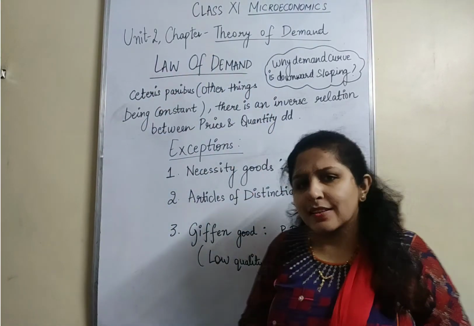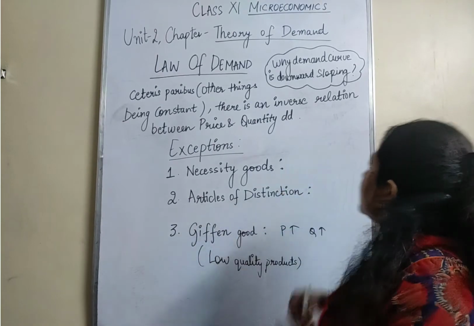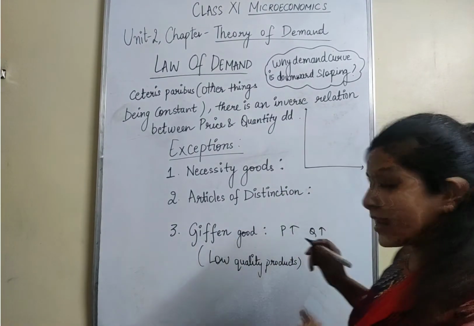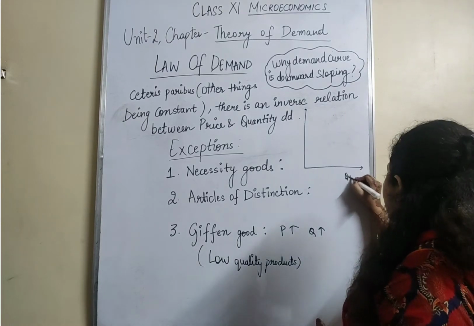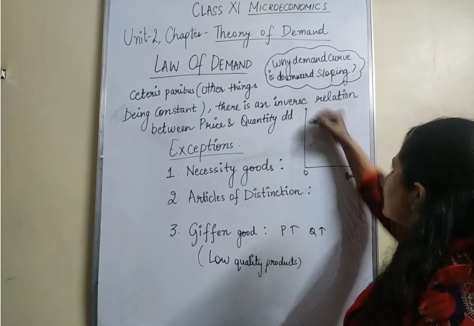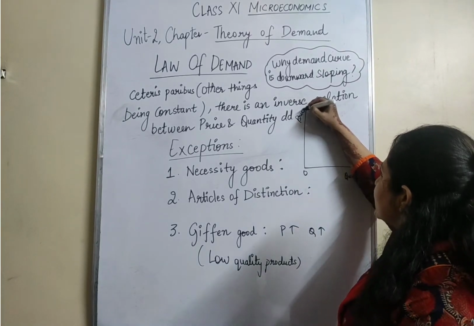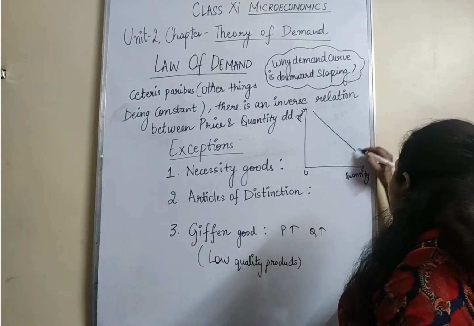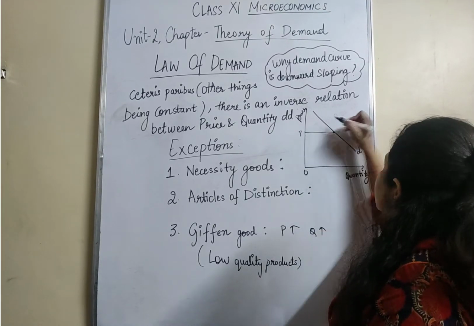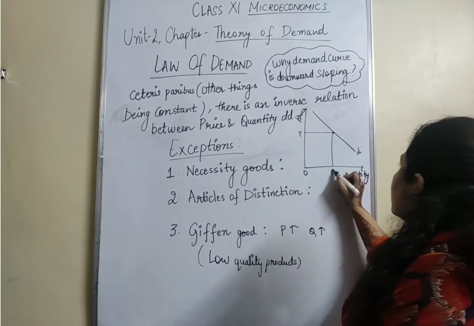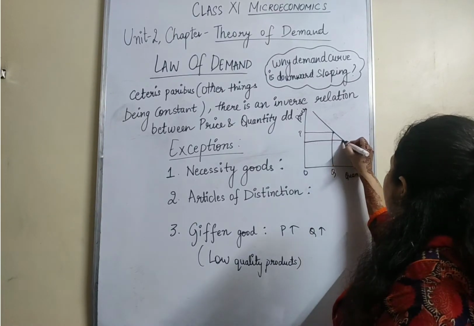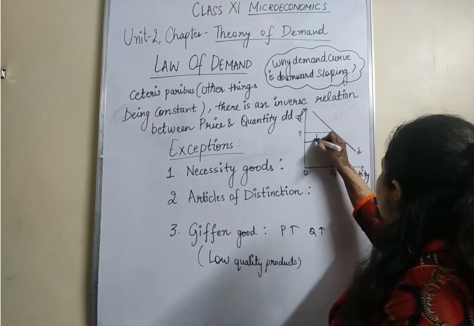One question arises: why does the demand curve look like this? You should remember, I am making it again, that quantity demanded is on the x-axis and price is on the y-axis, and a downward sloping line is the demand curve showing the inverse relation between price and quantity demanded. So as the price falls, the quantity demanded rises.